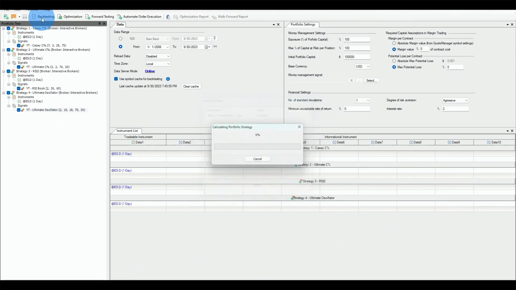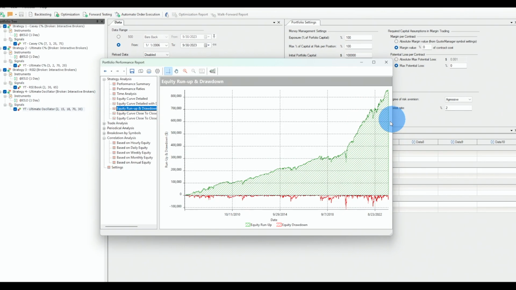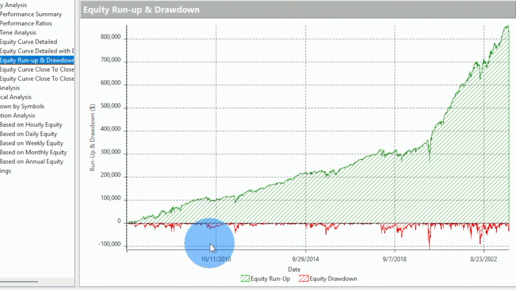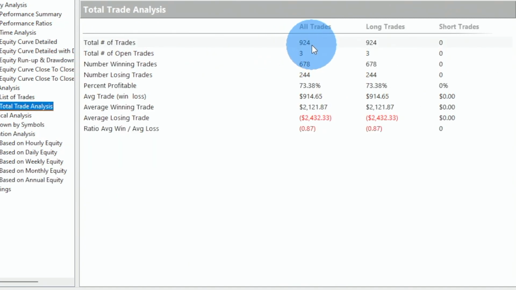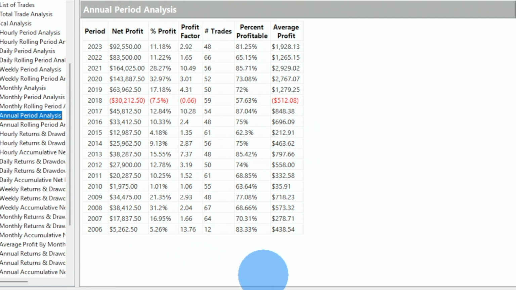If we backtest this now, this is the 4 strategies combined together. We have almost 1,000 trades with a 73% win rate on average, making $1,000. Annually, since 2006, we only have 1 year that ended up in a loss. So far this year, for the past 9 months, we had 48 trades of the 4 systems, on average making $2,000 per trade. So far we made $92,000.